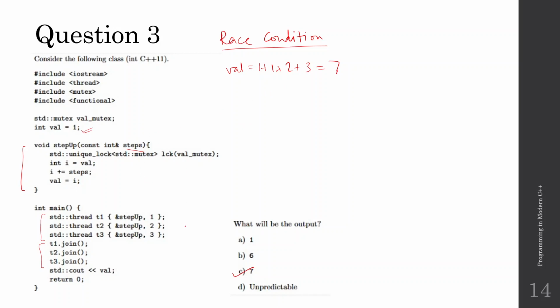But the thing is that here we are using a lock. We are using std unique lock. Since we are using the lock, only one thread will be able to access the variable at a time, so it will avoid the race condition and it will work correctly. So the answer will be 1 plus 1 plus 2 plus 3 equal to 7. So that is it for the question. Any questions you might have?